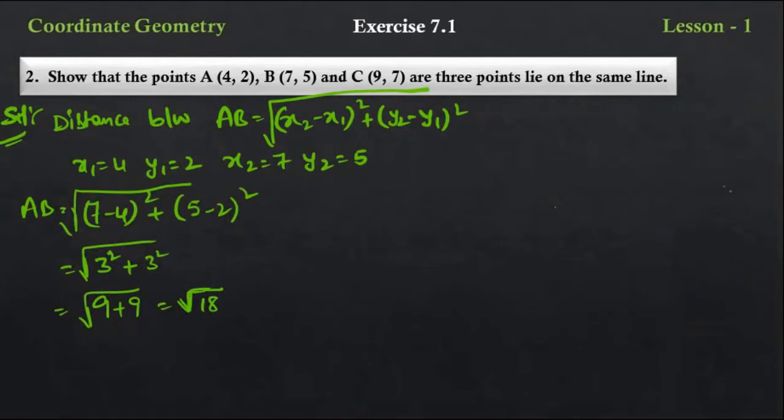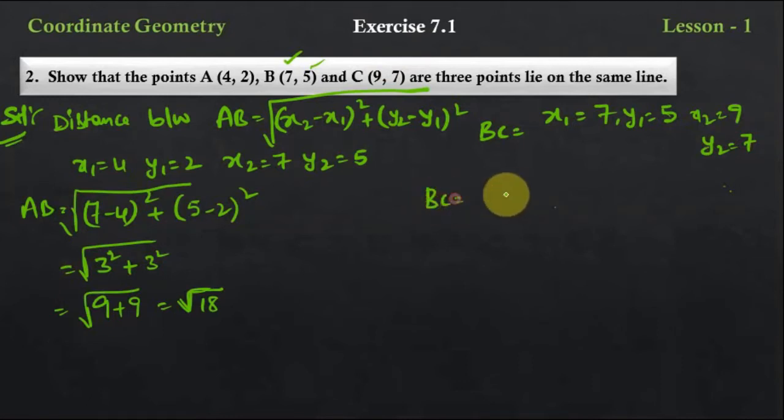Now we will see the distance of BC. Okay, so now we compare that with x1 and x2. Here my x1 value is how much? See, this 7 and y1 value is how much? 5. Similarly, x2 in this is 9 and y2 is how much? 7. Right, now we will find BC, distance between BC.